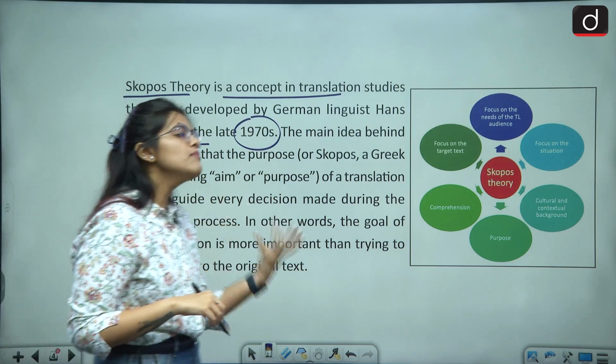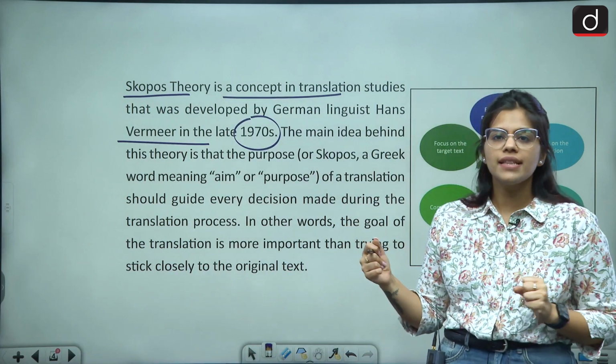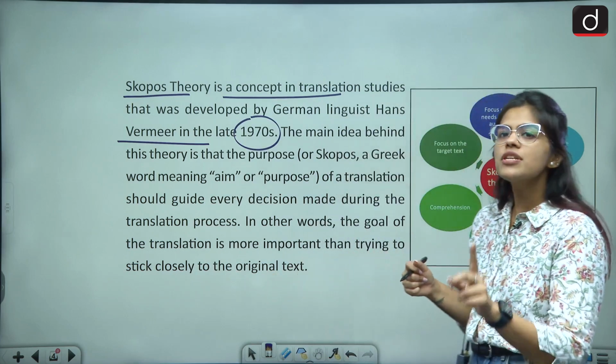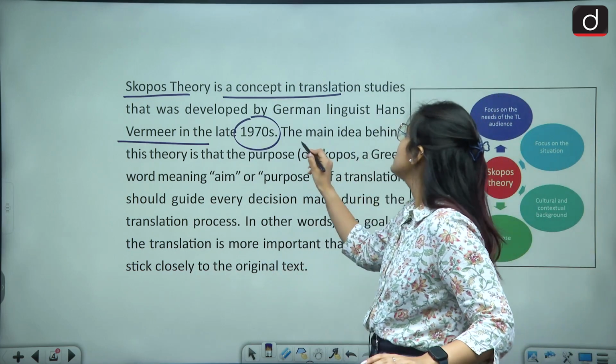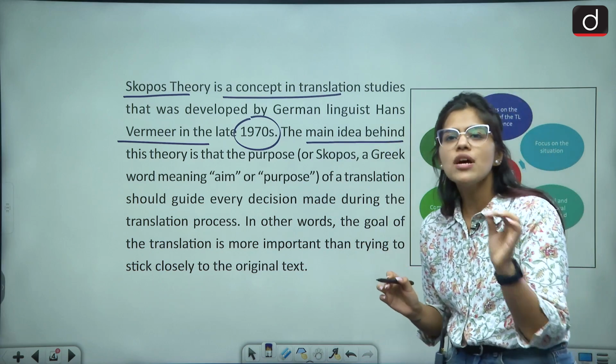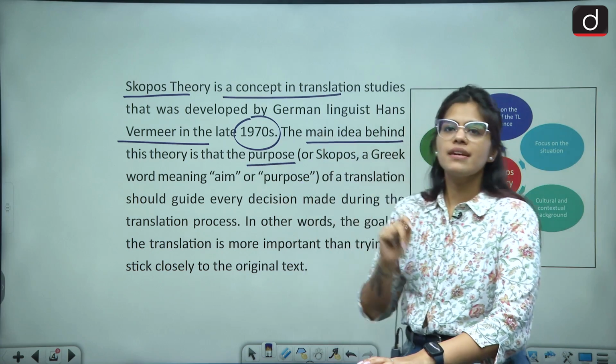ये एक फंडामेंटल मूवमेंट है, फंडामेंटल थ्योरी है आप कह सकते हो, जो कि ट्रांसलेशन के लिए आती है, और a functionalist theory of translation. It's a functionalist theory of translation. The main idea behind this theory is very very simple, कि हमेशा हम लोग ट्रांसलेशन क्यों करते हैं? हमेशा हम ट्रांसलेशन एक पर्पस के लिए करते हैं.